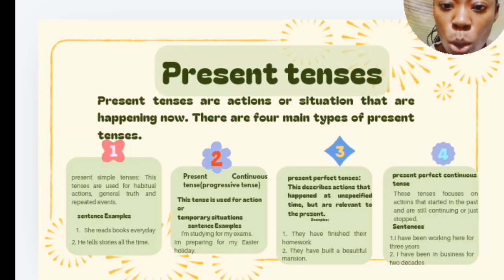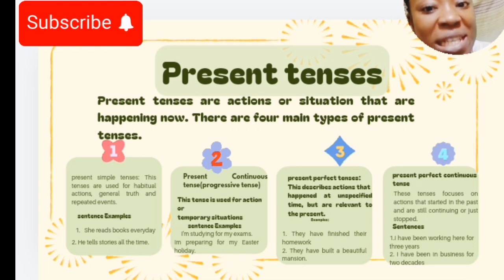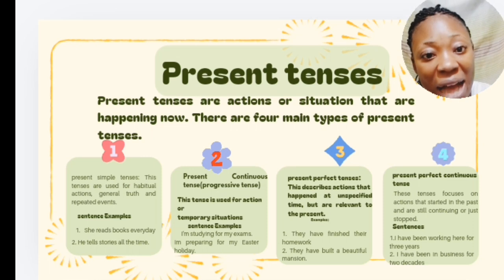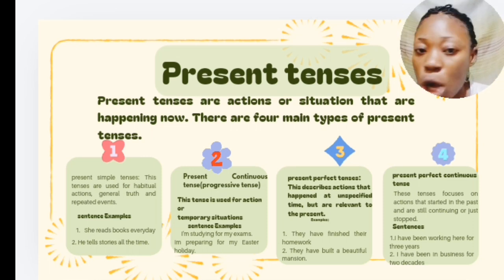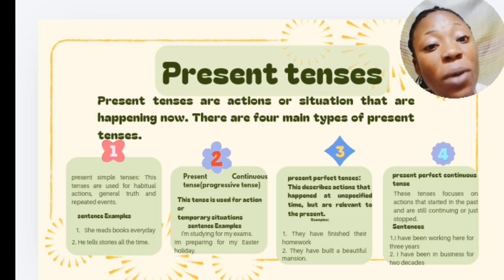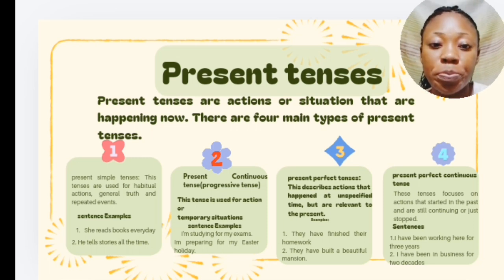So, now we'll be talking about the present tenses. They are actions or situations that are happening now. What did I say? Present tenses are actions or situations that are happening when? Last week, oh no. Last year, oh no. Yesterday, no. So when? Now. Those are present tenses.